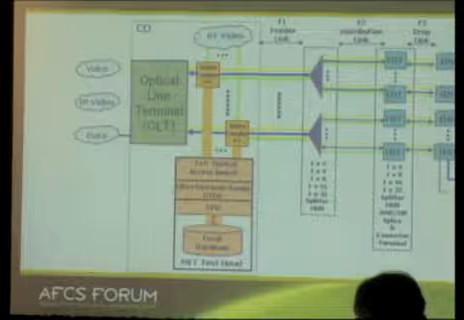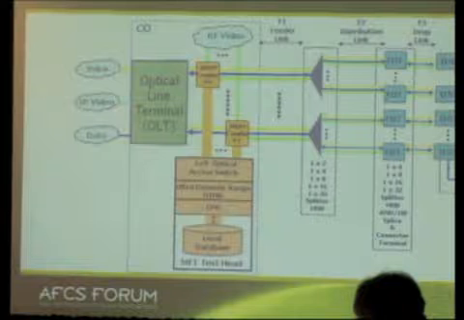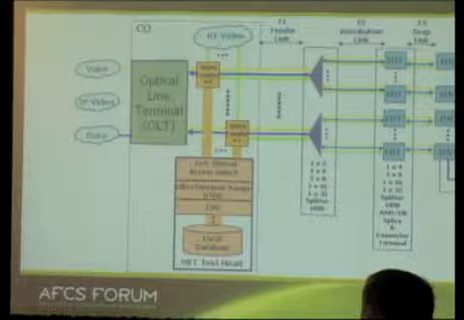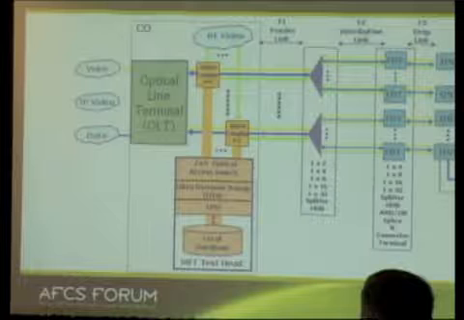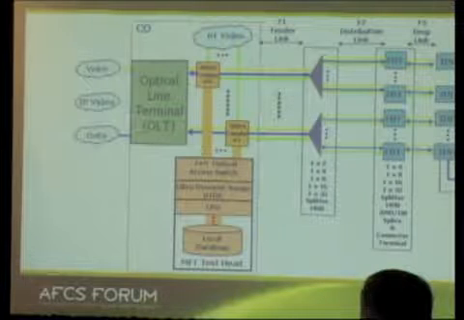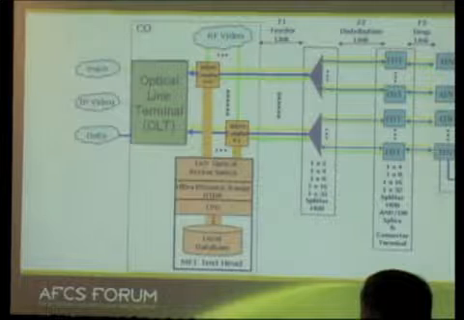The 1x32 splitter represents at least 17 dB of loss. You can talk about 20, 21 dB for a 1x64. So we're seeing loss that would be equivalent to a very long cable. So dynamic range is important.